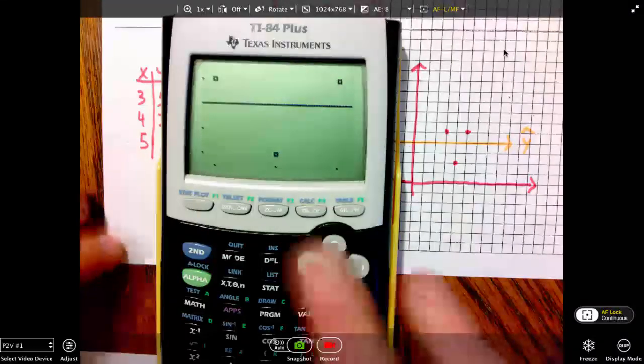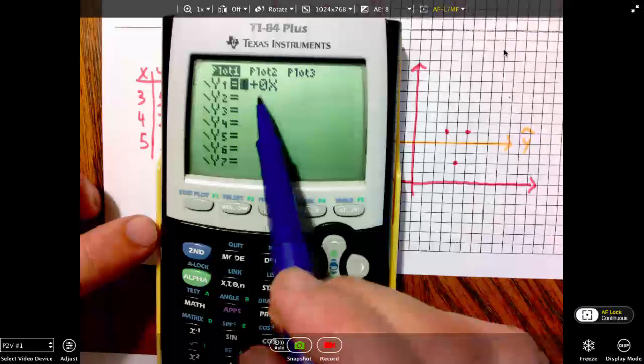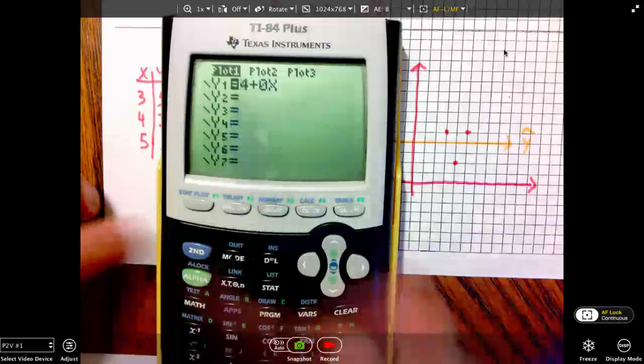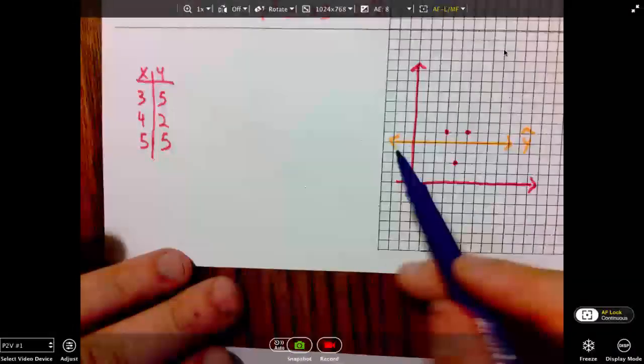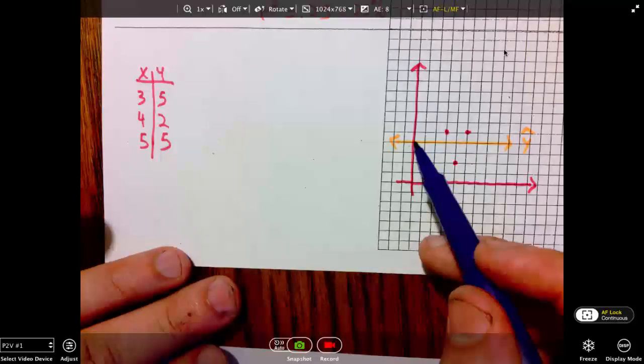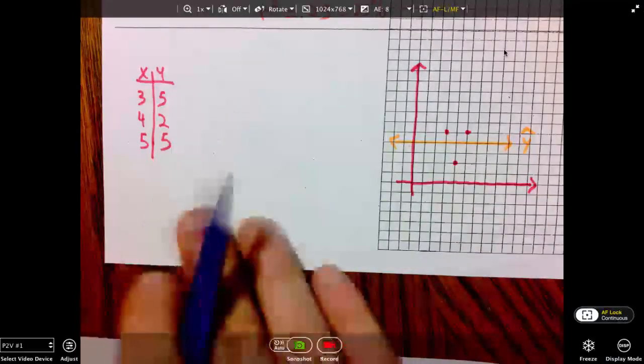What is that regression equation? It's 4 plus 0x. The slope is clearly 0. It's a flat line, and the y-intercept is 4. All right, so here you see this is my regression line. 1, 2, 3, 4. That is the regression line. Okay, so back to our calculations.